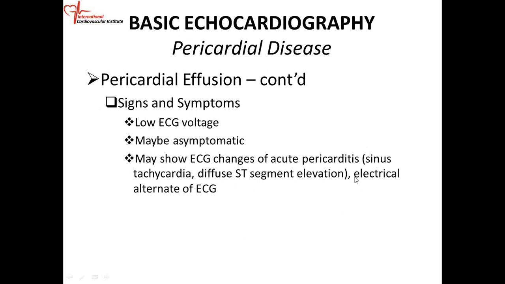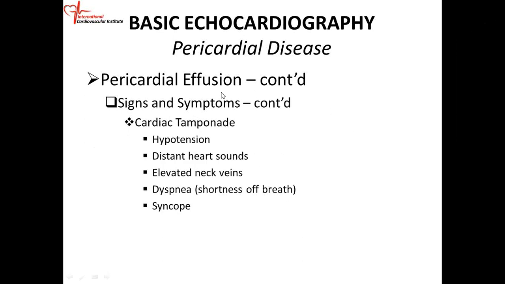And if the fluid is very large, they can have what we call electrical alternans. That is alternation of large and small complexes on your ECG. So there will be one QRS which is large, the next one is small, the next one is large, and then the other is small. So we call that electrical alternans, alternating big and small QRS complexes.